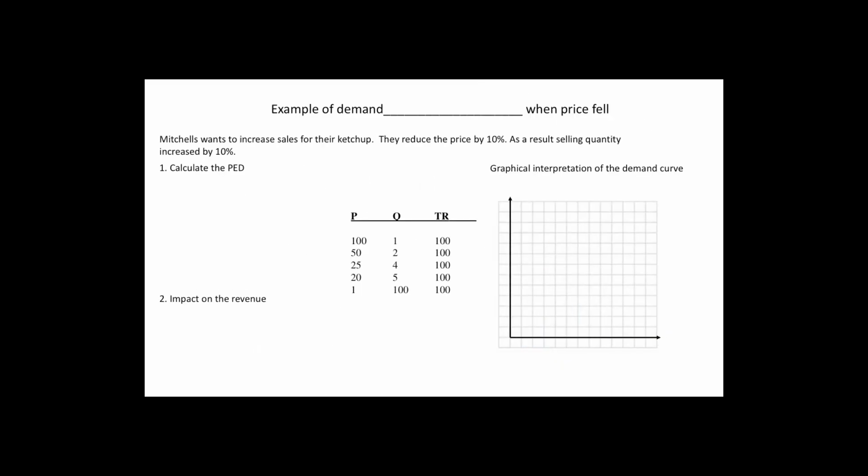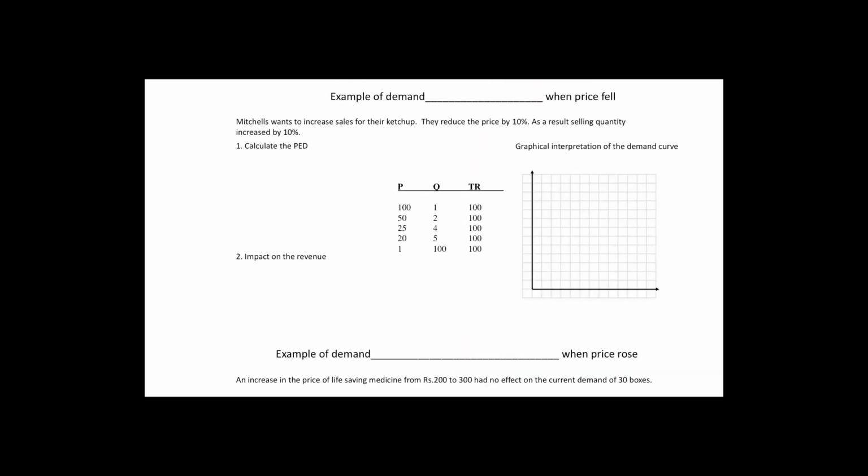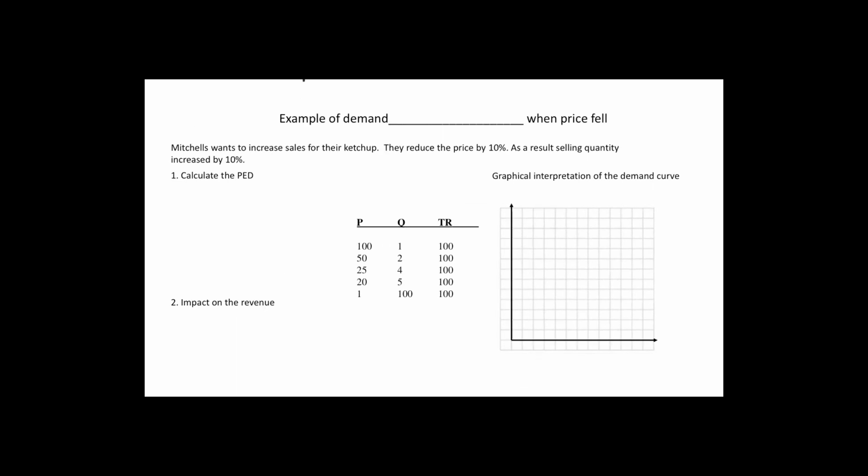So after we deal with elastic, inelastic, and perfecting our knowledge, the third type is the very important one. Let's suppose the example says Mitchell wants to increase sale for their ketchup. So as a result, they reduce the price by 10%. And as soon as they do that, the quantity did increase, but it increased by 10%. So we place the number in our formula, and what we see is a reduction in price by 10% leads to an increase in the quantity by 10%, and you get a -1.